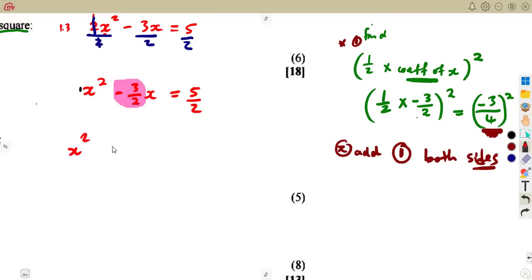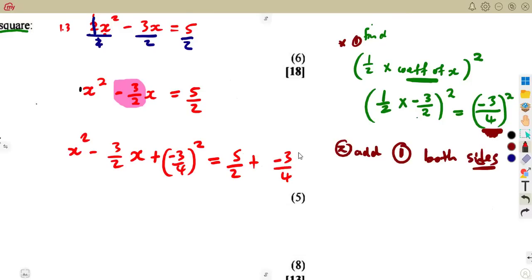So that will be x squared minus 3 over 2x, then we add it, so it's plus minus 3 over 4, squared. But we must add this to both sides. So on this side of our equation we do the same thing: 5 over 2 plus minus 3 over 4 squared, like this. This is the part of your completing the square. These two stages, you're supposed to follow them as they are.